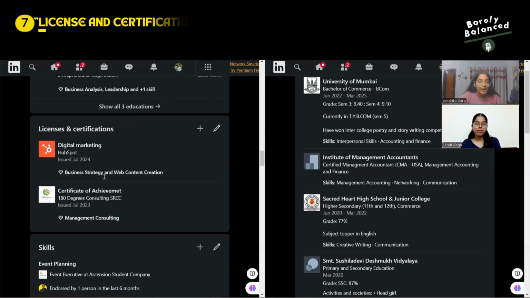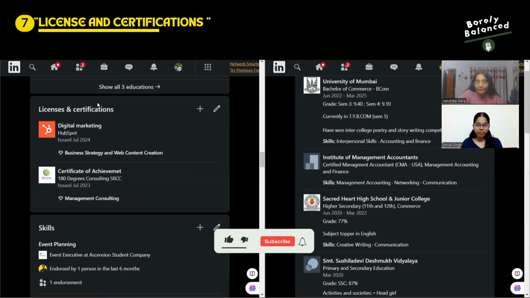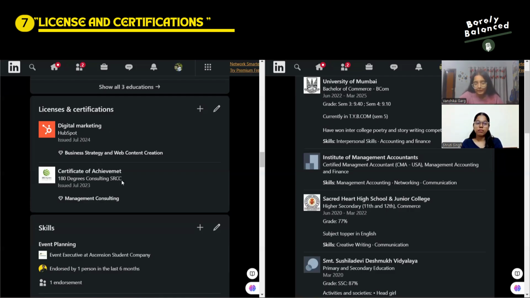Right, so next we have the licenses and certification section. Now this is not a section that everyone would have in their profile. Like the above sections which we talked about were very much fixed and almost everyone had them. But licenses and certification is for if you have taken up various courses, like I had taken up a course of digital marketing on HubSpot, so you can mention that. I also had a 180 Degrees in Consulting workshop by SRCC, so I had attended that as well. So this is something that depends. If you have taken up courses and workshops, then you could mention it over there.